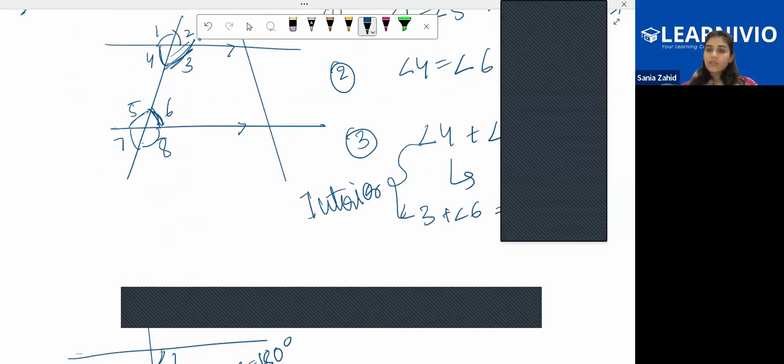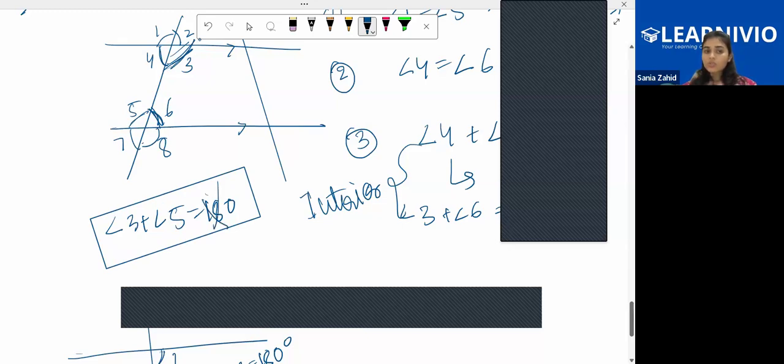So it is an interior angle. Yes, they are interior angles. Can you write angle 3 plus angle 5 is 180? Is it true? No, ma'am. No, this is not true. 3 and 5 are equal. Their sum is not 180. Why? Because which type of angles are 3 and 5? Alternate interior. Very good. They're alternate interior angles. Do you understand this? Yes, ma'am.